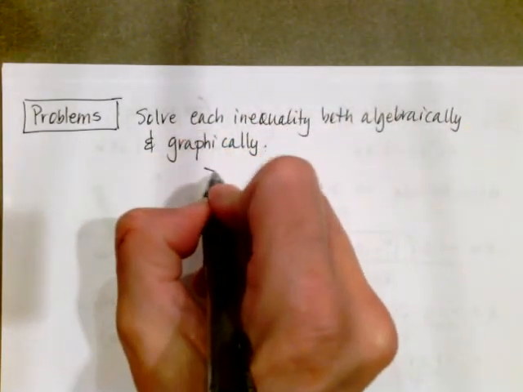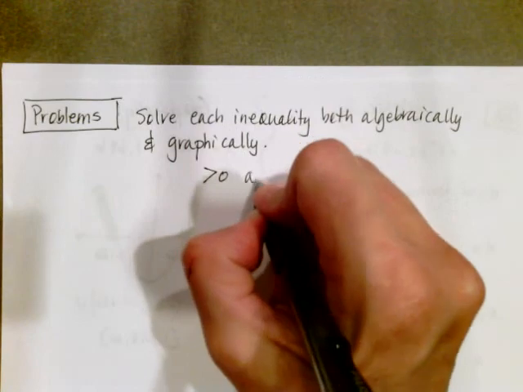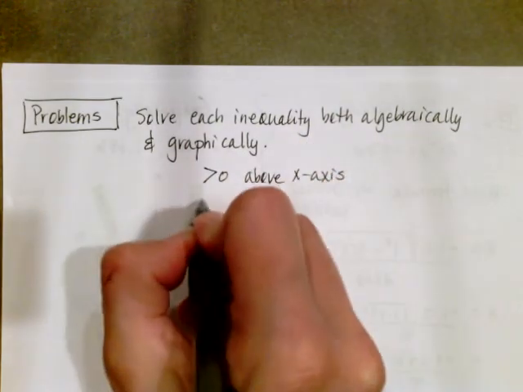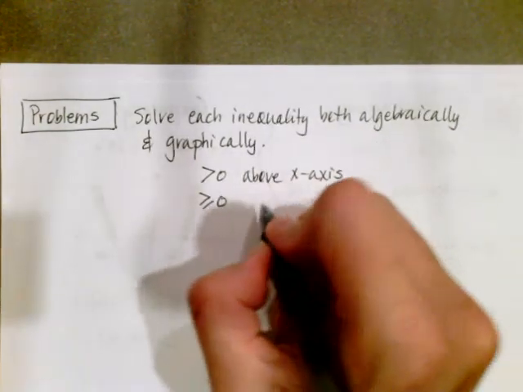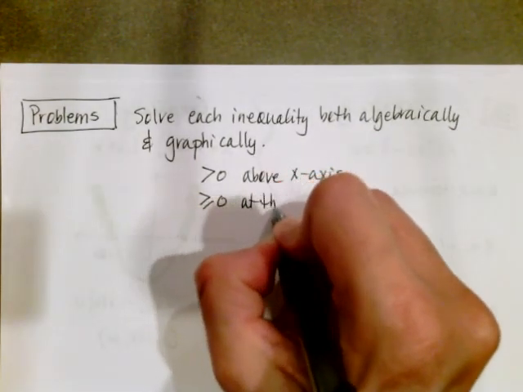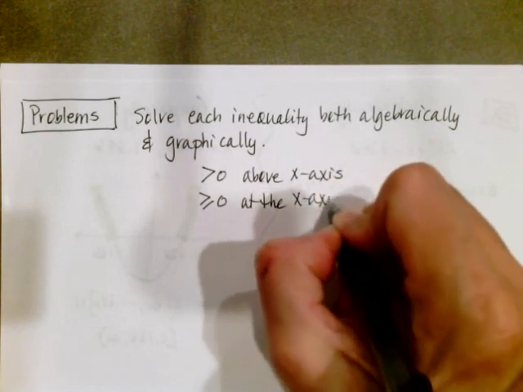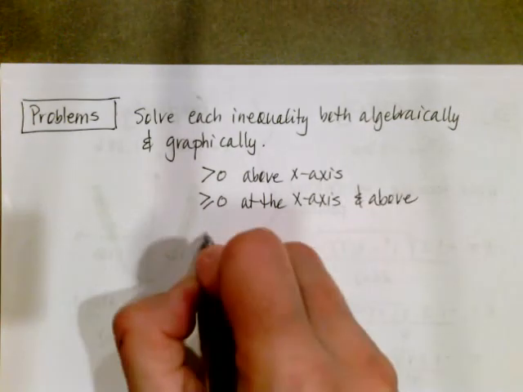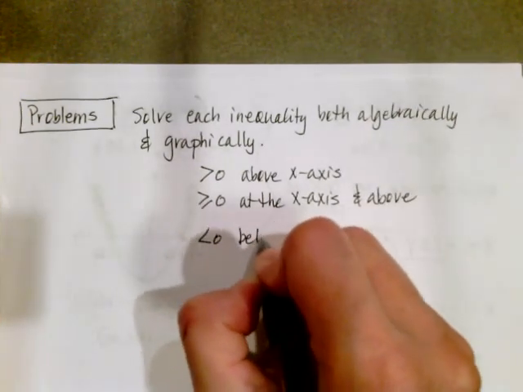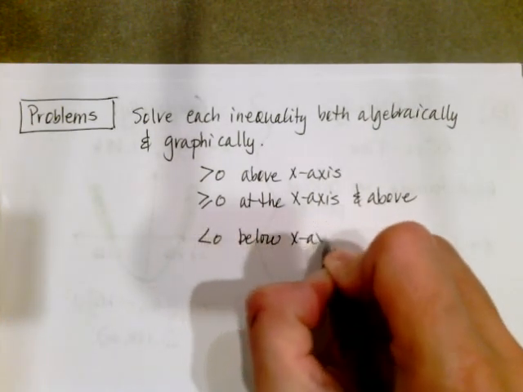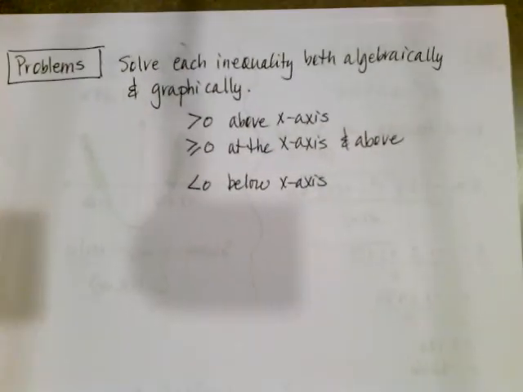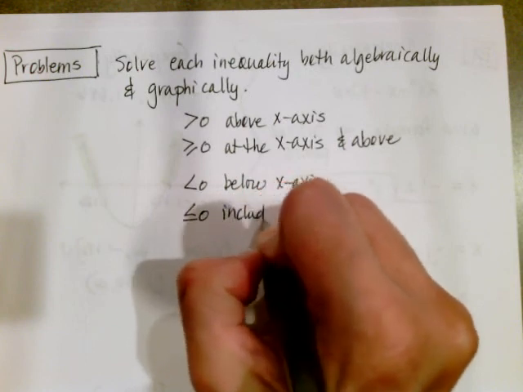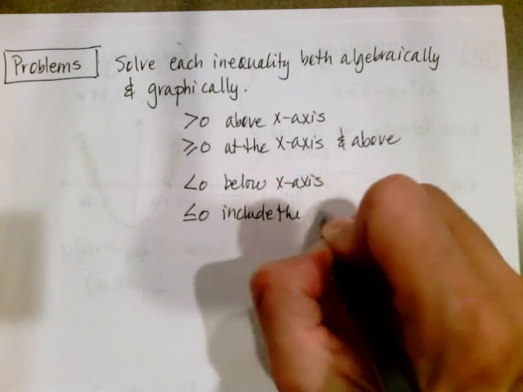Remembering that if it says it's greater than 0, it's above the x-axis. If it says greater than or equal to 0, that means it's at the x-axis and above. Less than 0 is going to be below the x-axis. Okay. And then less than or equal to 0 is going to include the x-axis.